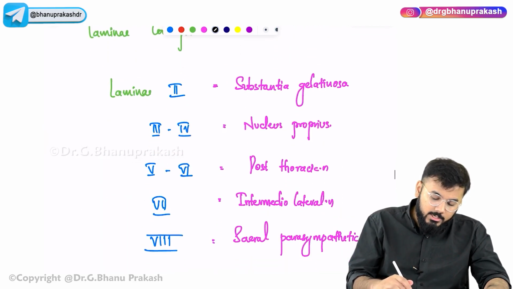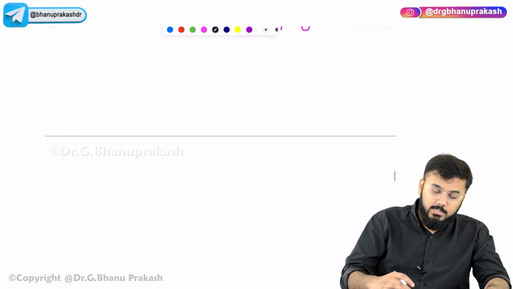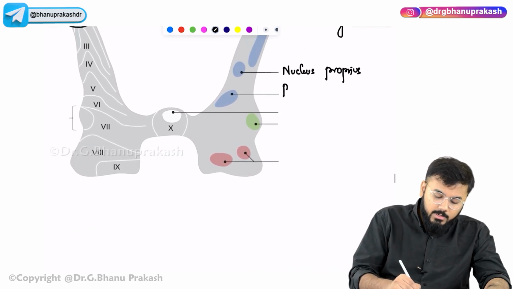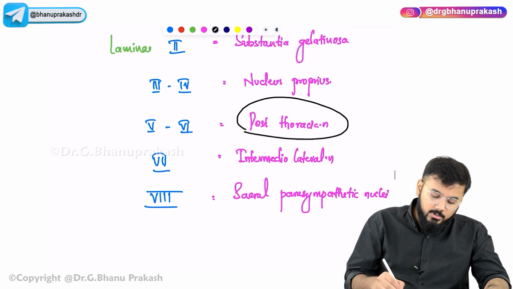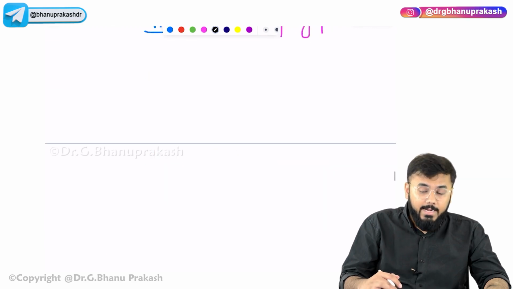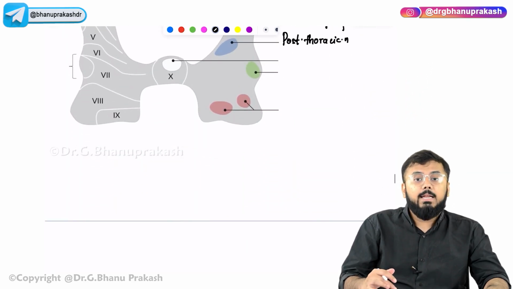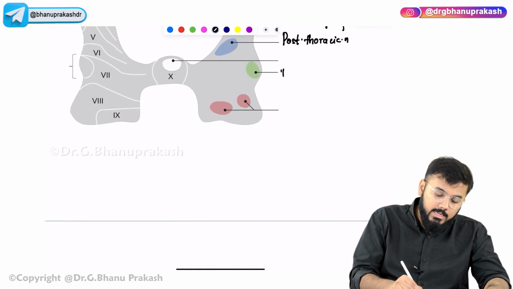Okay, after nucleus proprius we have got posterior thoracic nucleus, right? So this nucleus over here is your posterior thoracic nucleus. After posterior thoracic nucleus we have got intermediolateral nucleus. Where is this? This is the green one.